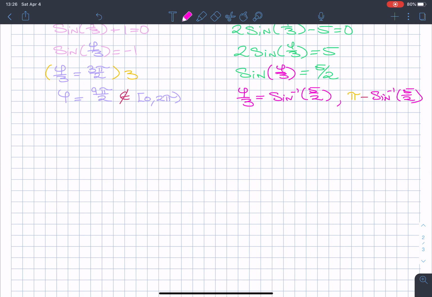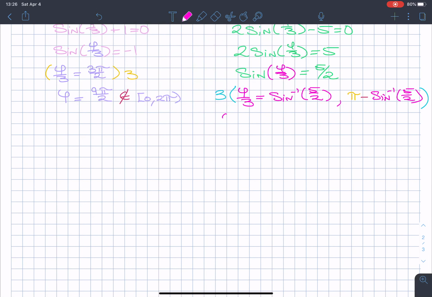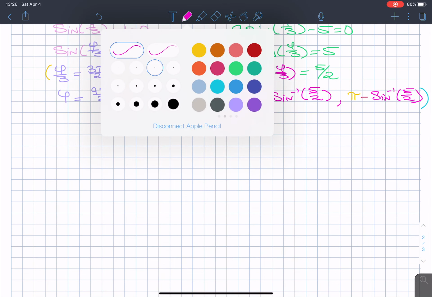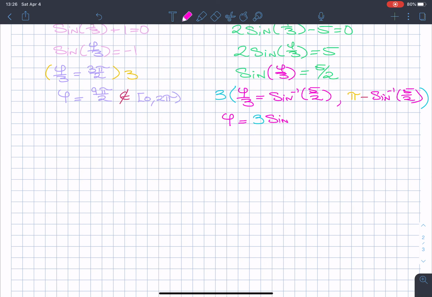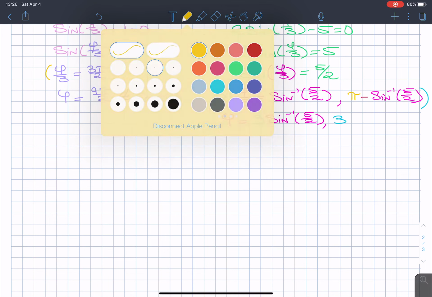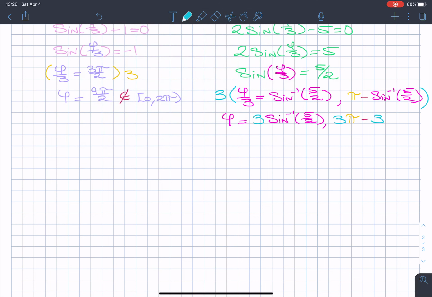Okay, however, I want to solve for phi, not for phi over 3. So I'm going to multiply this whole thing through by 3. And I get that phi will be equal to 3 times inverse sine of 5/2, or 3 pi minus 3 times inverse sine 5 over 2. And there we go.